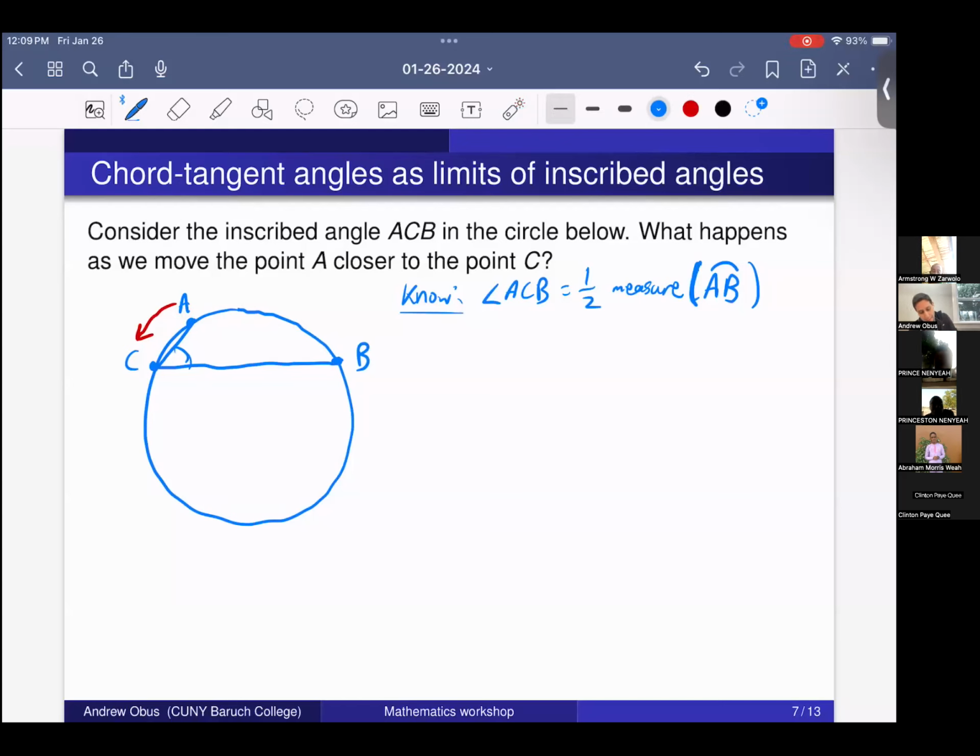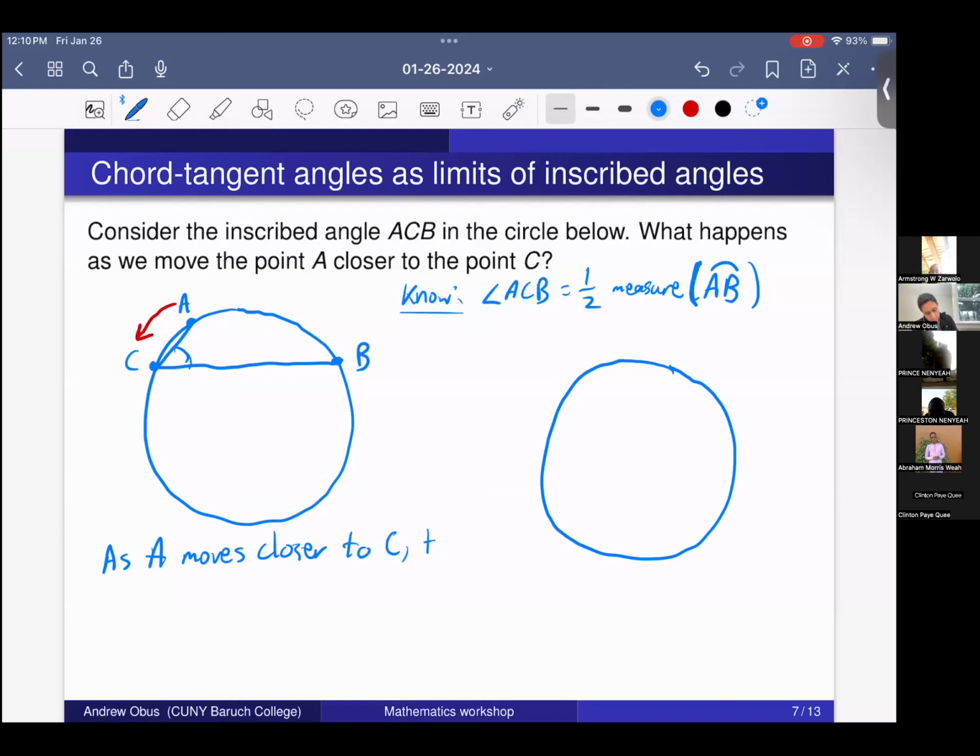And what actually happens, this is not really a proof, it's just kind of a little justification, is that as A moves closer to C, the line through A and C actually becomes the tangent line through C.